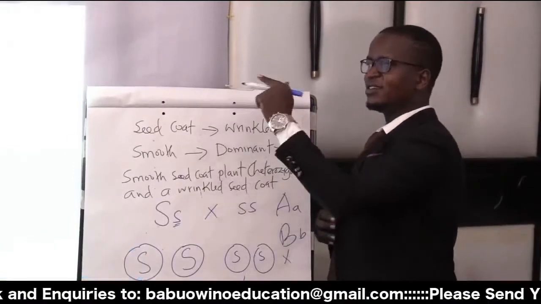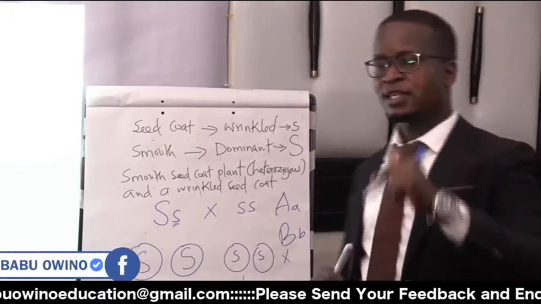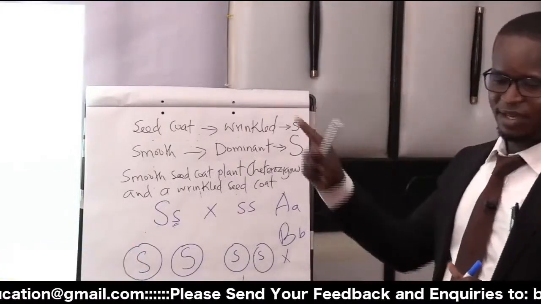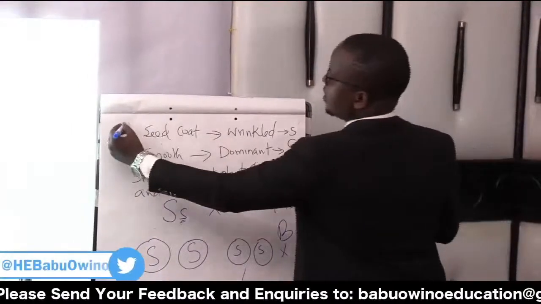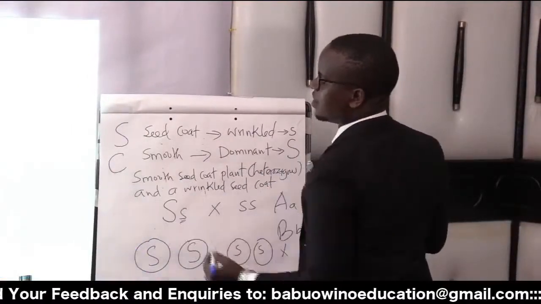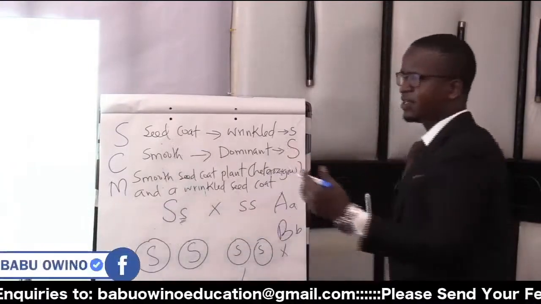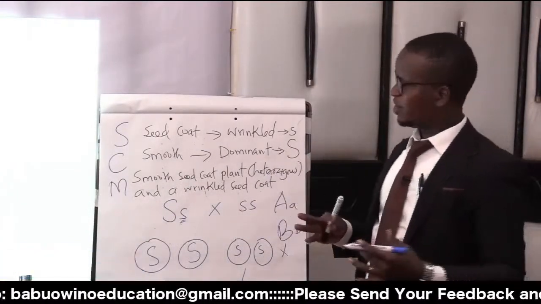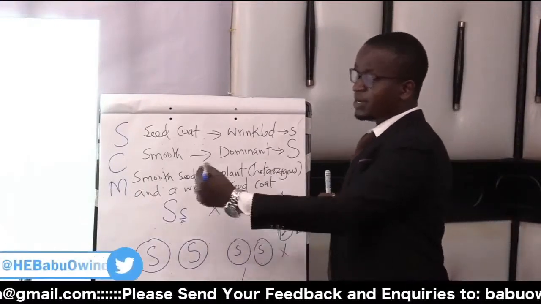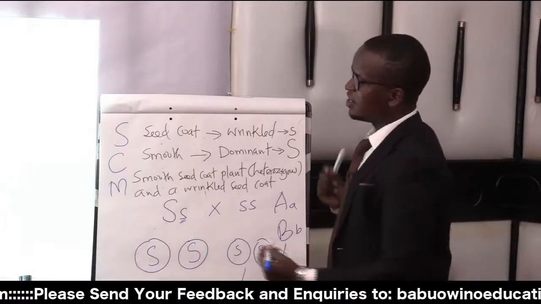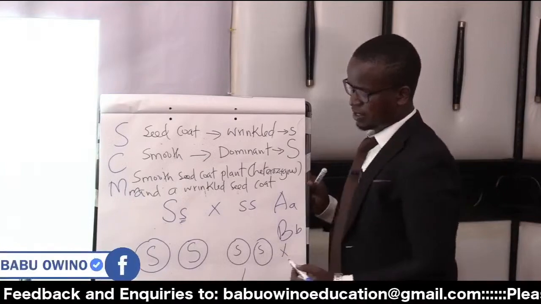We always insist you use the letters given to you by NEC. But even in using those letters, beware of what I describe as the NEC letter trap. This can be the same with letters like S. They will give you letter C, they will give you letter M. And these letters, the capital letter and the small letter, are written the same way. So the only way you get to distinguish between the dominant gene and the recessive gene is by ensuring that there is a clear distinction in size.